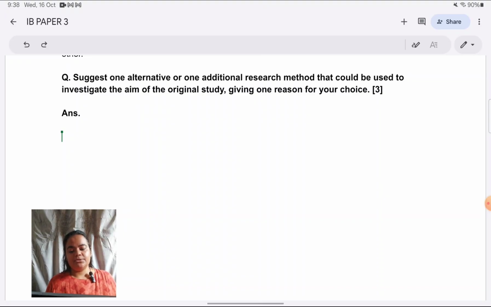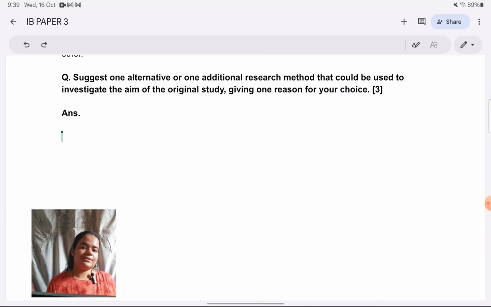Okay, another question within the first set of questions which are fixed is: suggest one alternative or one additional research method that could be used to investigate the aim of the original study. Give one reason for your choice. In this answer, two things are very important. One, to be very explicit about the method you're giving: is it alternative or is it additional? There should be no confusion in the researcher's mind.